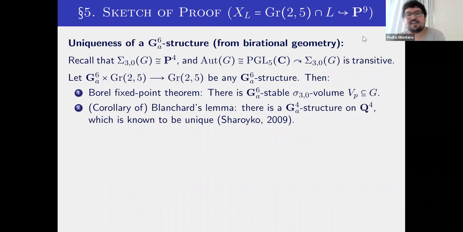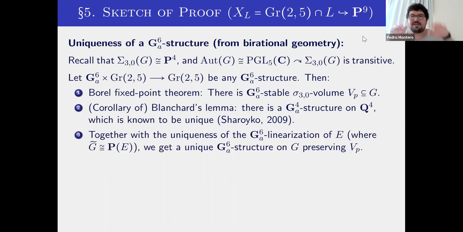Well, that's it. Let me just recall, by the way, that when you do this projection, you go to the quadric, and on the quadric the action was unique. This was the result by Shiroiko. And the thing is that G twiddle is some vector bundle, some P2 bundle, over this quadric, which is canonically attached to this quadric.